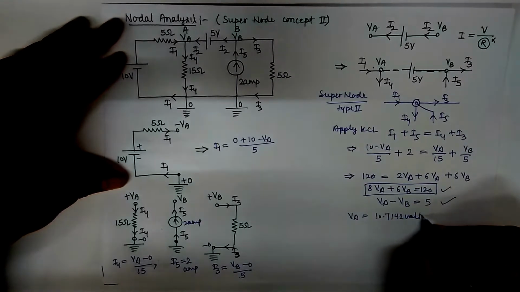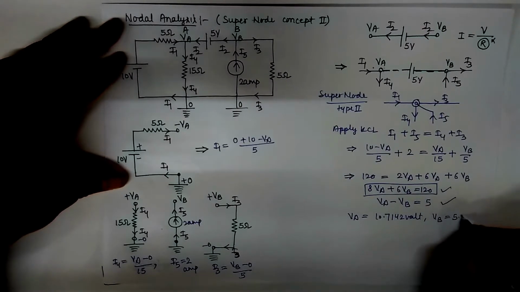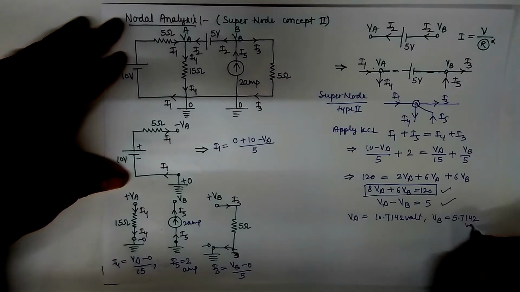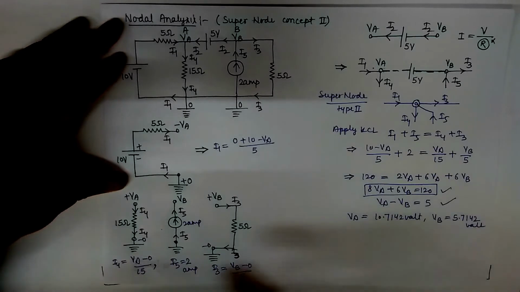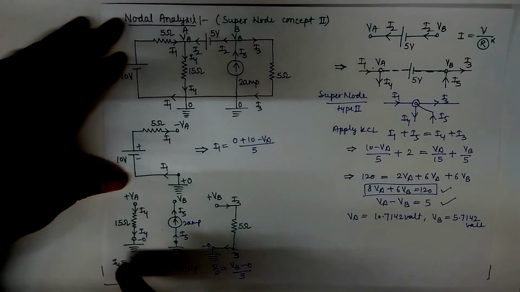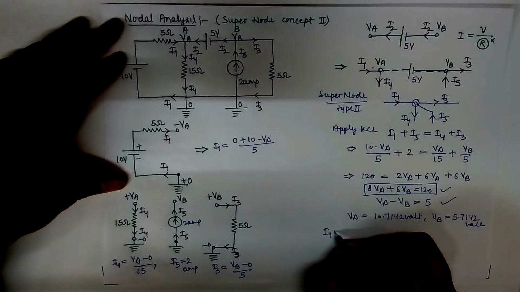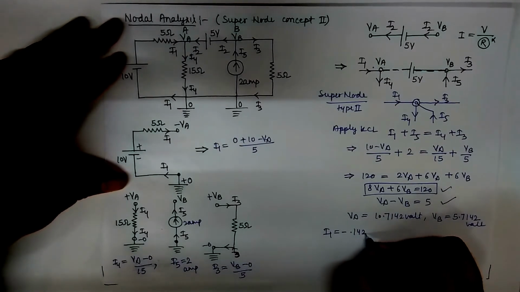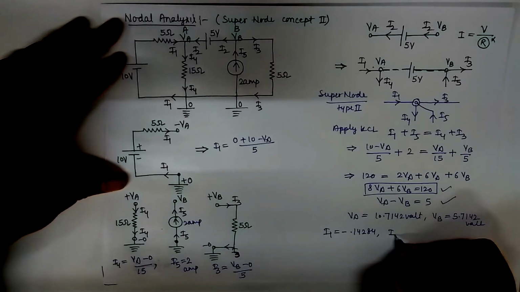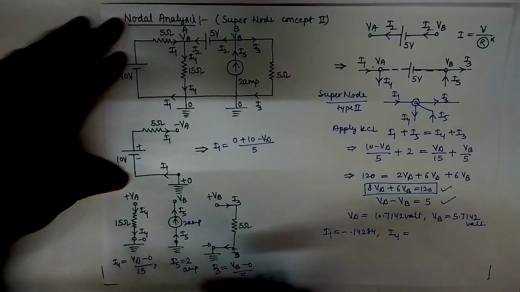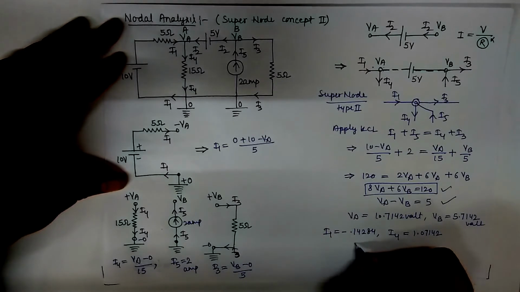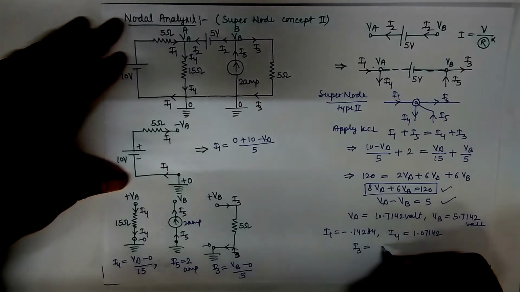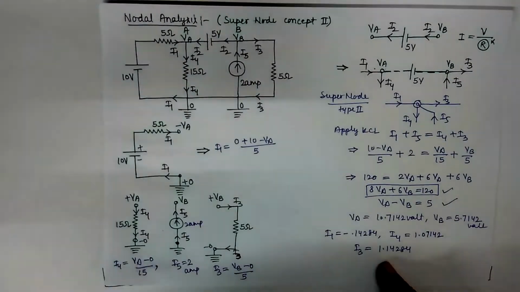10.7142 volt and VB is equal to 5.7142 volt. After getting VA and VB, we put these VA and VB in I1, I3, I5 and I4. So we get I1 is equal to minus 0.14284, I4 that will be VA upon 15, it would be 1.07142, and I3, VB divided by 5, is 1.14284. So in this way we solve our question.